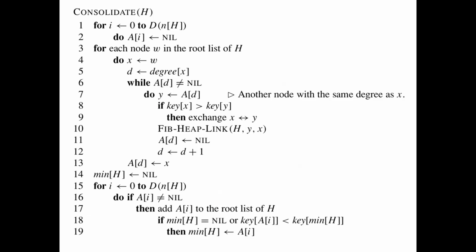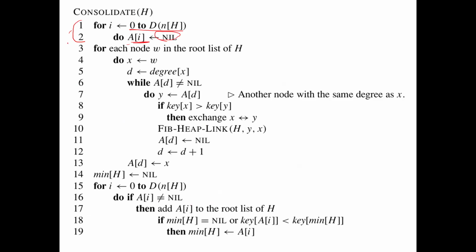So you can see here, I'll just go through each of the steps. First thing is, I'll give you a basic idea. You can see how in detail it works yourself. That is, you create an array A, which has a degree varying from 0 to the maximum degree that is allowed. And initially all of them are nil.